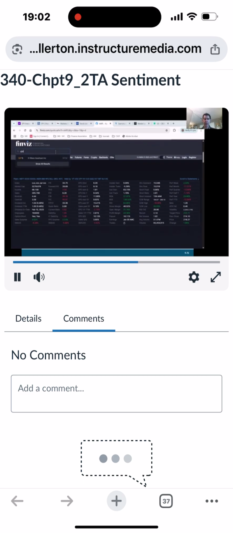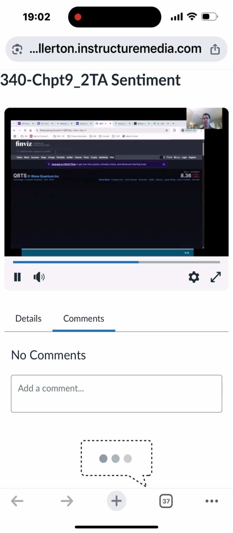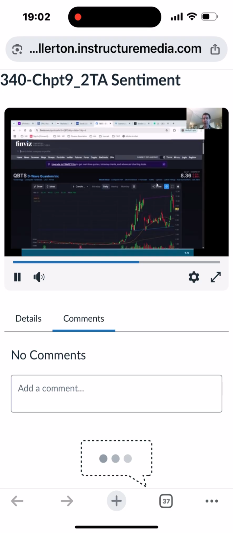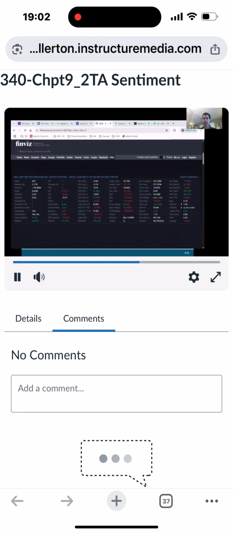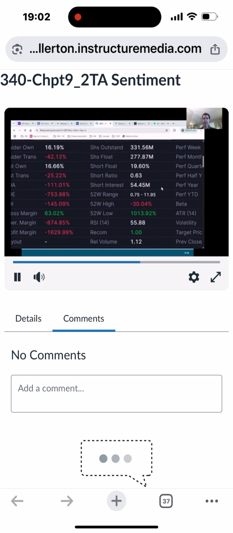I'm going to show you another one. So this is D-Wave Quantum. This is in quantum computing. Very interesting topic. But you can see this stock has gone up and down like crazy. And let's take a look here at short float. That is almost 20%. That means almost 1 out of every 5 shares in this company have been sold short. So that indicates a lot of people are betting against this company, right?